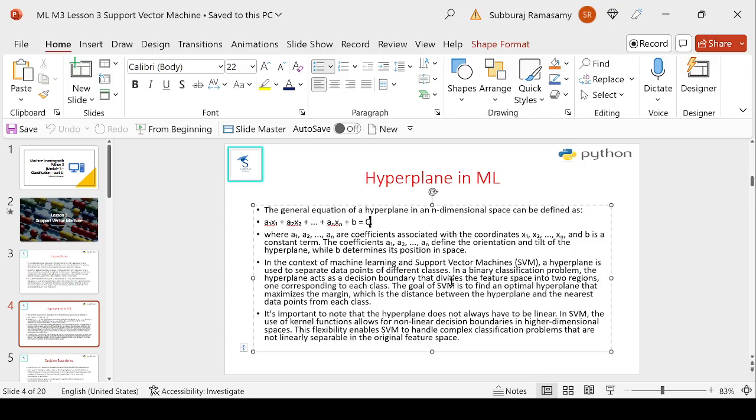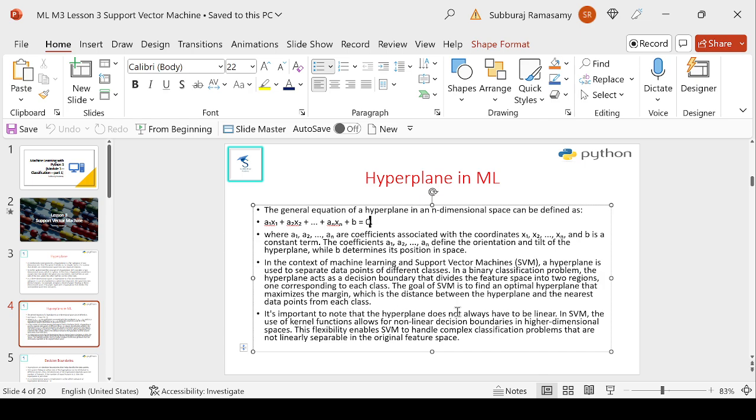The goal of support vector machine is to find an optimal hyperplane that maximizes the margin between the classes. If you're talking about binary classification, the margin between the two classes, yes or no. If it's higher, it's better, so that you'll have lesser error. That margin is nothing but the distance between the hyperplane and the nearest data point from each class.